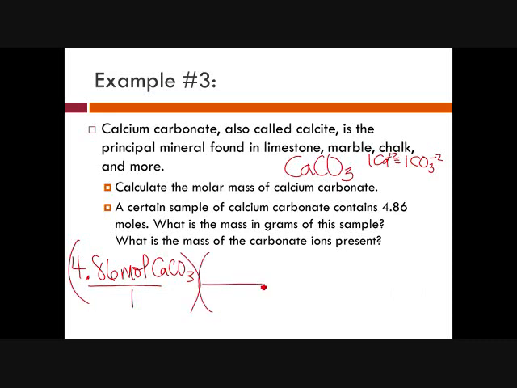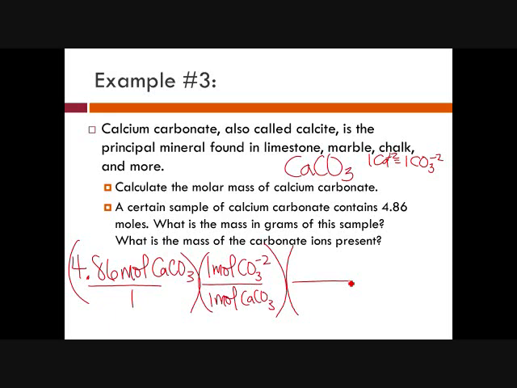Then we are going to multiply for 1 mole of carbonate for every 1 mole of the compound. Okay, and that's because there's 1 carbonate in the formula. Then, since moles of calcium carbonate cancel out, now we're going to get it to grams. But this time, we're not going to use the 100.09 molar mass. We are going to use the molar mass of just CO3. And electrons are so small that you don't have to include them in molar mass.